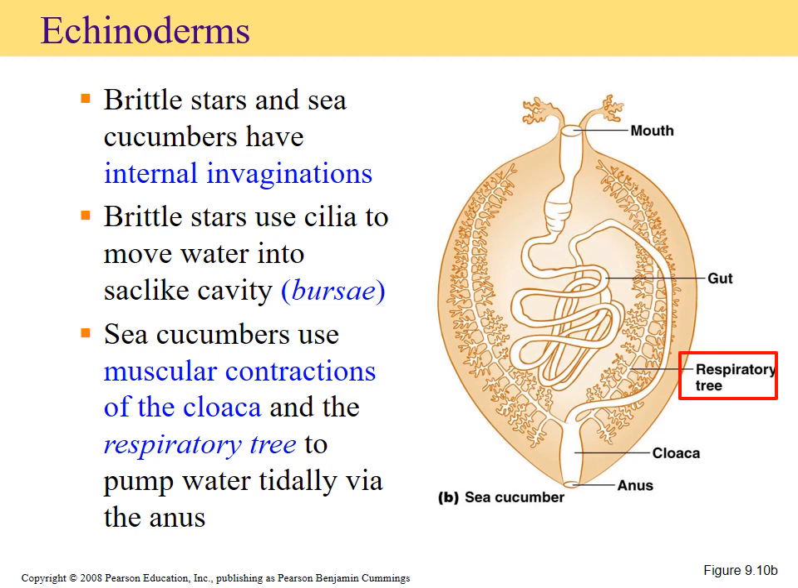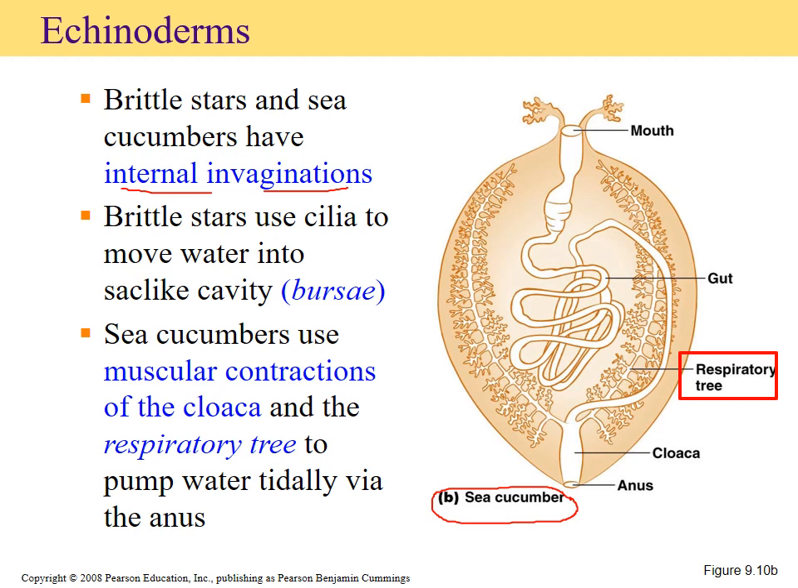Okay, so here is a representation of a sea cucumber. And I know the brittle star is not pictured, but both of them will use internal invagination. And that basically means that if you were to zoom into the body, there would be some section where there's massive coiling to increase the surface area to allow for better interaction with the media and the circulatory system.